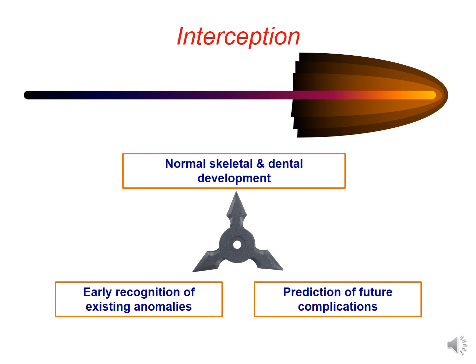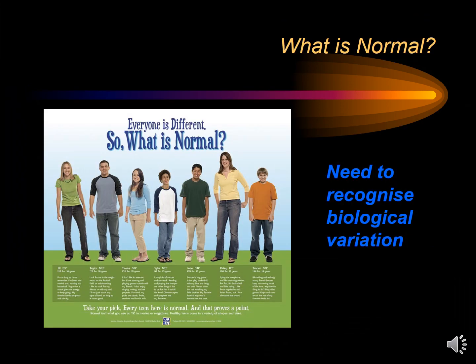Now, to be able to do interceptive procedures, one should be familiar with the normal skeletal and dental development. They should be able to recognize existing anomalies and make a reasonable prediction of future possible complications. Now, what is normal? When we talk about normal, we have to recognize that there is a biological variation, with normal being a range rather than a single defined characteristic.